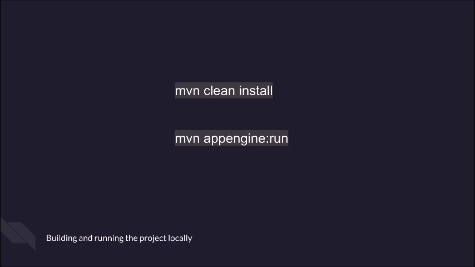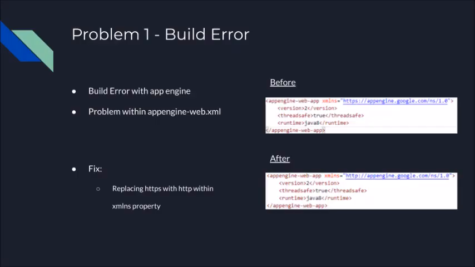However, we ran into two problems. The first problem we ran into while doing this was a build error within the app engine. The problem was found in the app engine web XML file, which specified the usage of HTTP over HTTPS. Upon replacing this property, the project could be successfully built.